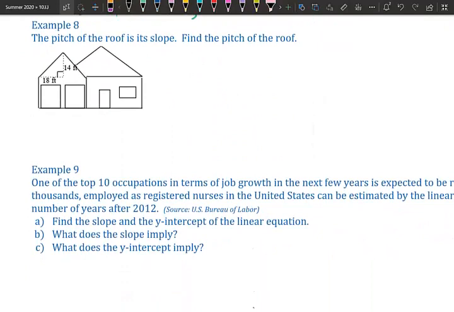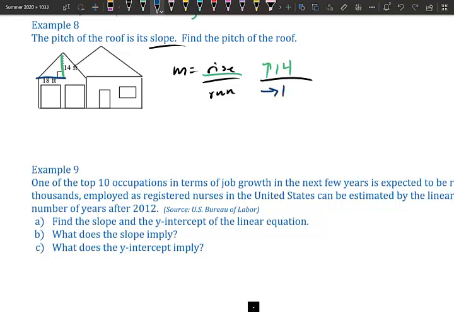The pitch of a roof is its slope. Find the pitch of the roof. So slope, that's rise over run. So for the rise, it's up 14. And for the run, it's to the right, 18. So it's 14 over 18, which we can simplify. Divide by 2, we get 7 over 9. So that's our slope of the roof.